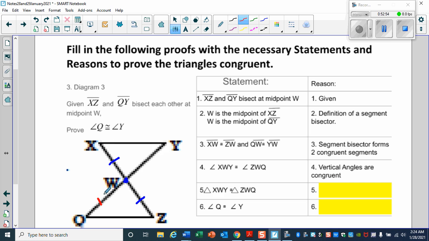You could also say QW and YW also are congruent. Again, notice the direction we're going. And then in the end, angle XWY, so we went from 1 to 2, we kind of went in this direction. So this angle is congruent to, and notice we're going from Z to W to Q, this angle.